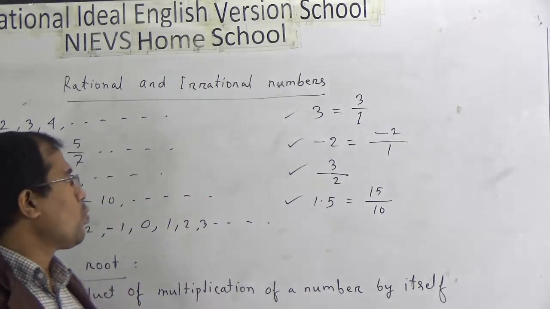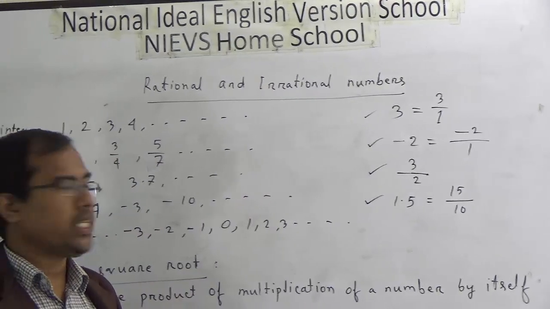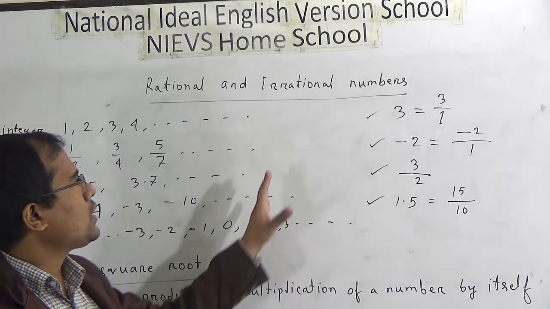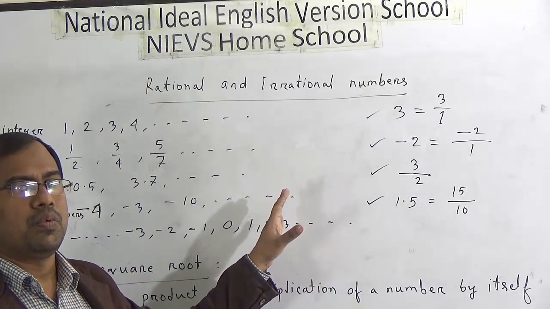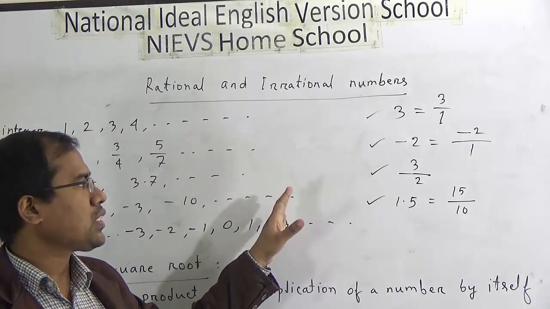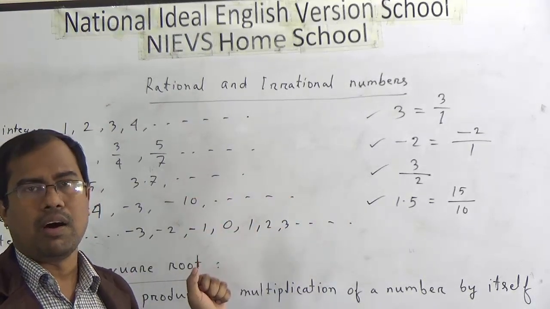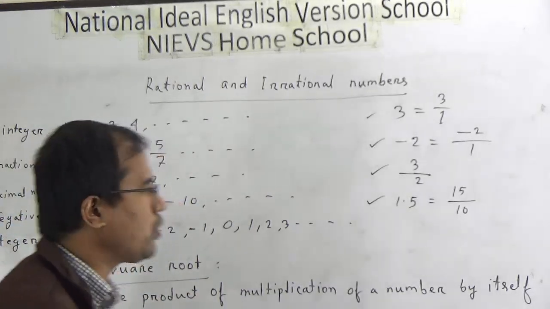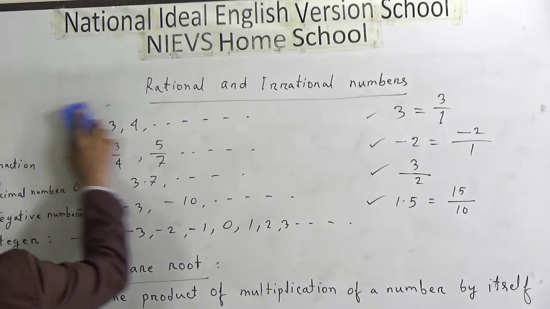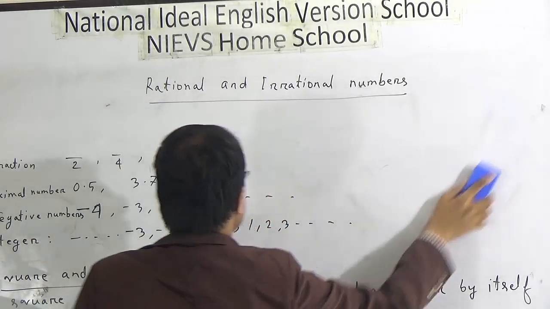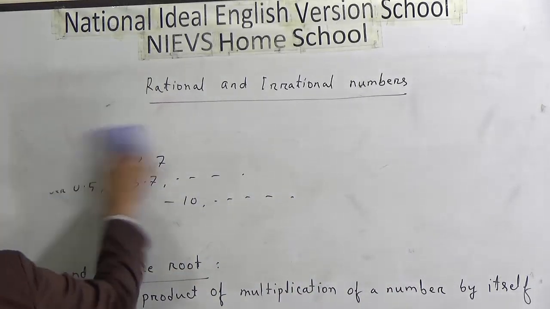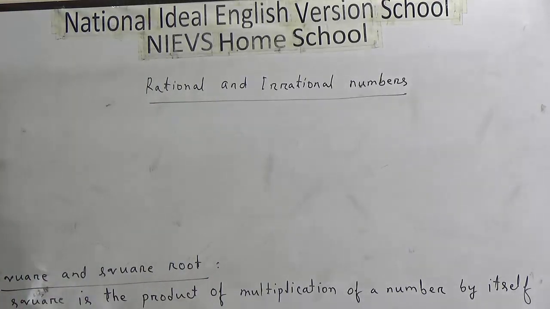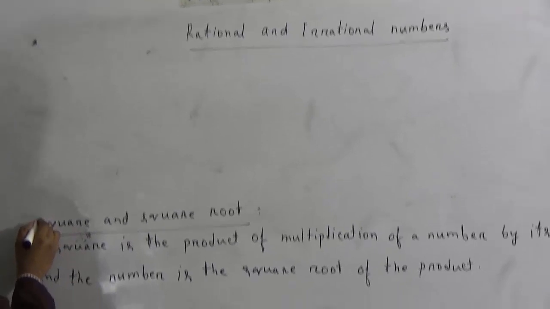Now the question is, what is irrational number? Dear students, before the discussion of irrational number, we must have the idea of square and square root. So at first we want to discuss about square and square root. Dear students, here I have written the definition of square and square root.